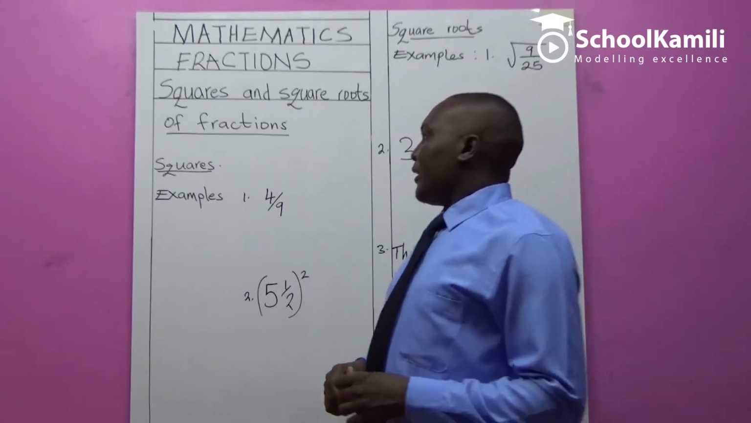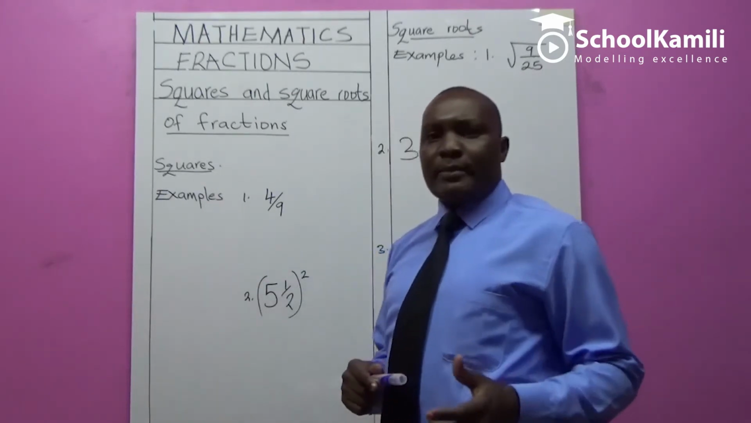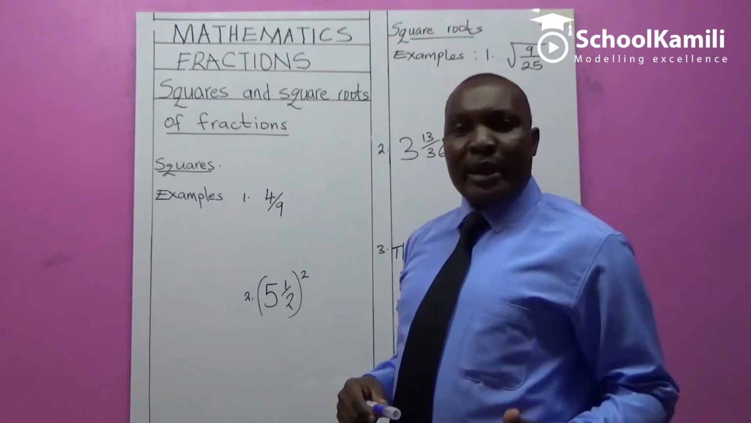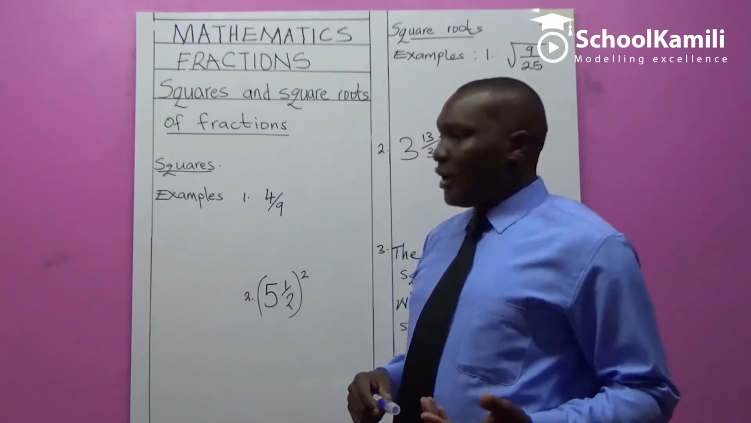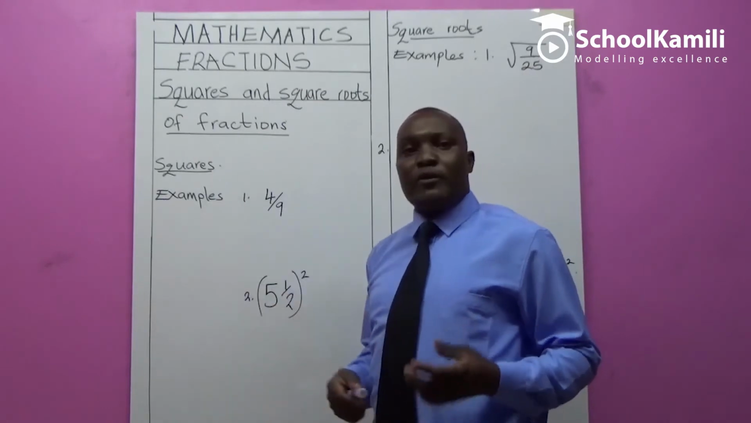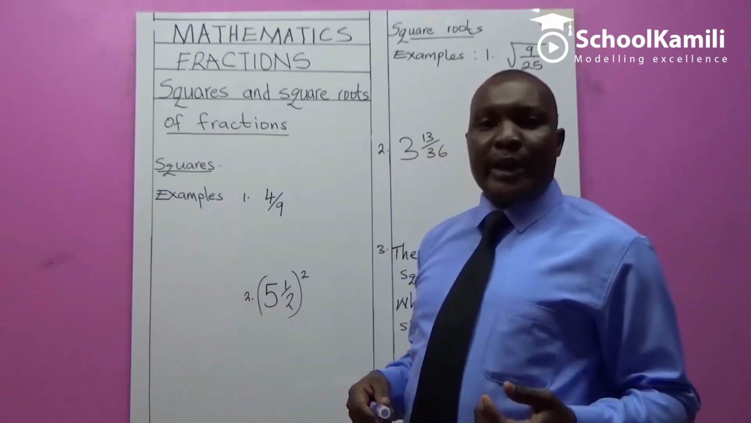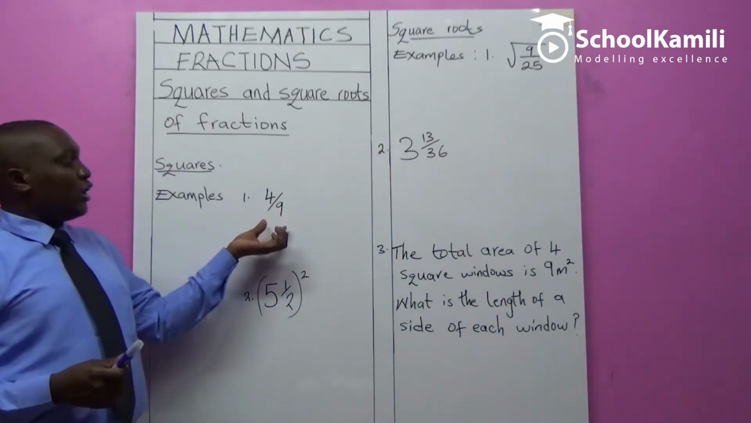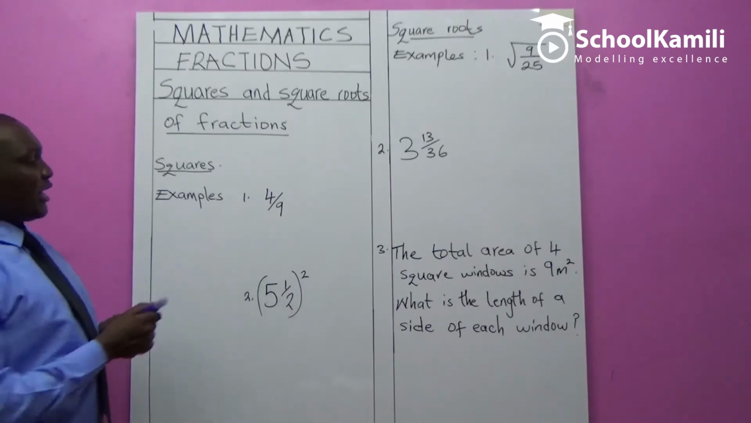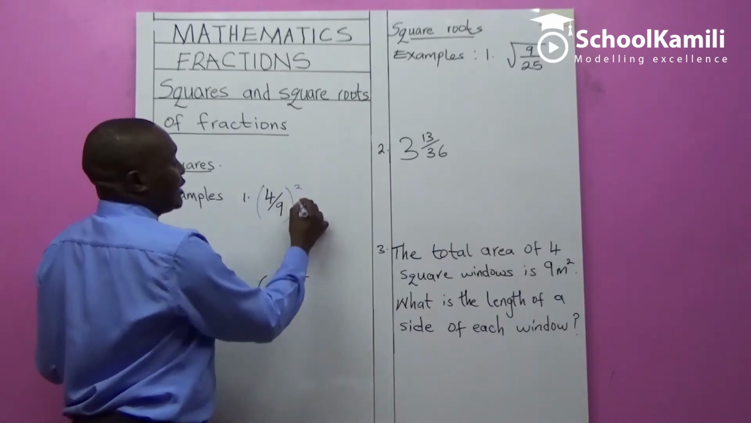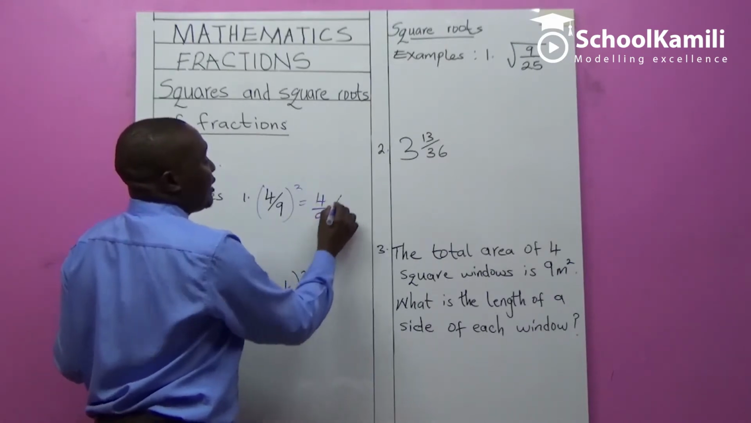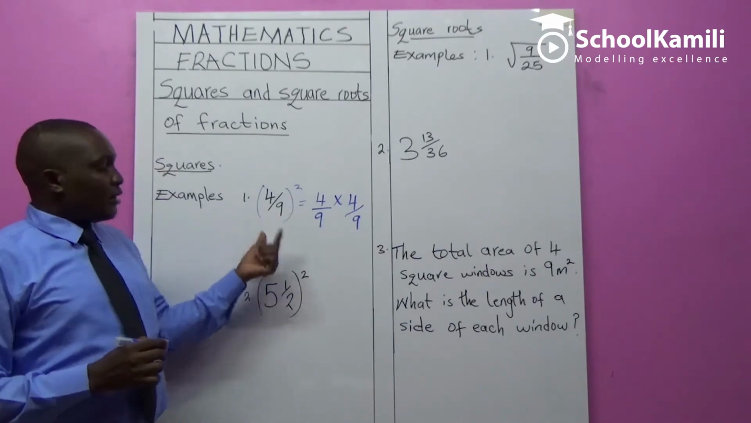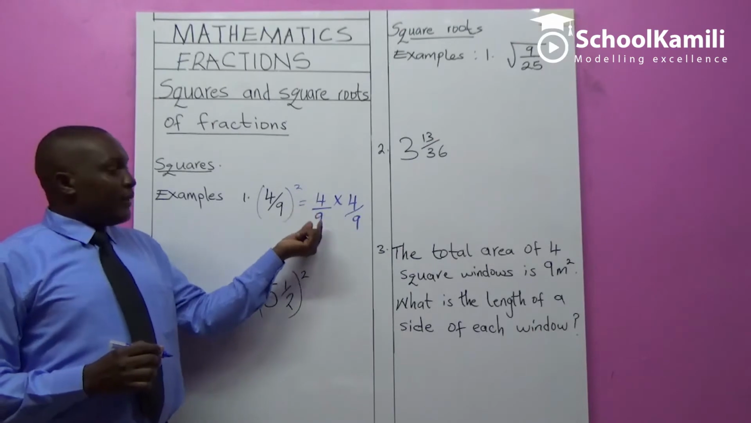Now, if we go back to what we learned about squares of numbers, we said that a square of a number is a number multiplied by itself. Which means if you want to work out a square of a fraction, we multiply that fraction by itself. Given that, find the square of 4 over 9. This means that the square of 4 over 9 is the same as taking 4 over 9 multiplied by 4 over 9. A square of a number is gotten by multiplying a number by itself.